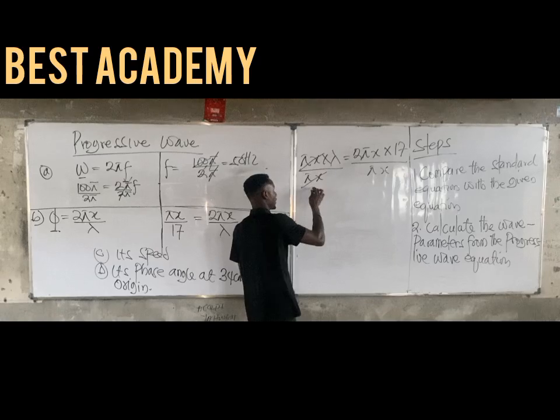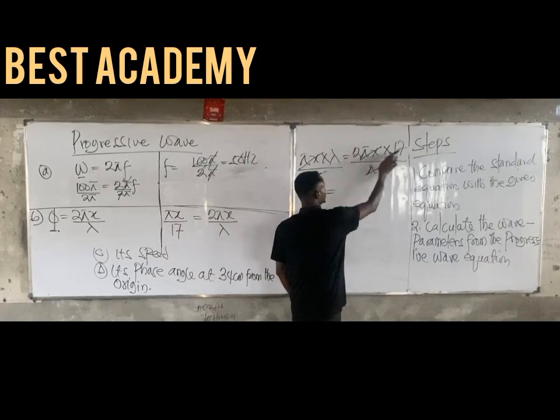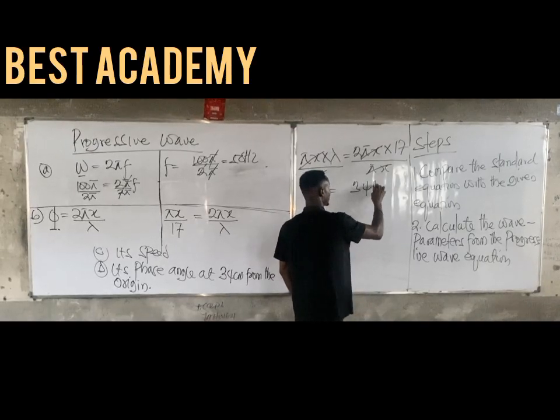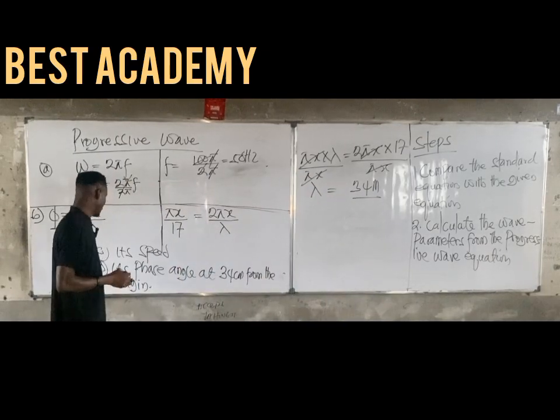This will cancel this. Our lambda will be equal to, class, this will also cancel this. This will give us 34 meters. Okay, so this is the value for this lambda. Now let's solve the next one here.